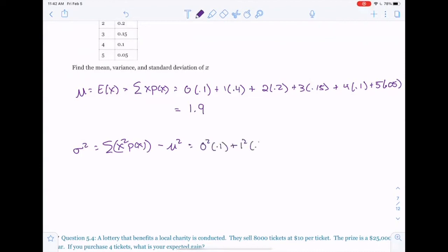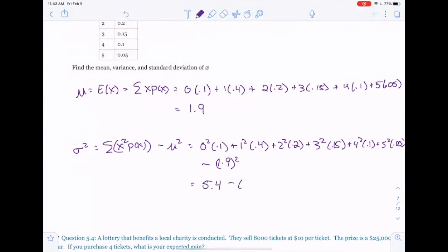1 squared times its probability, plus 2 squared times its probability, plus 3 squared times its probability, 0.15, and so on. Plus 5 squared times its probability. And then from that, I'm going to subtract 1.9 quantity squared. So instead of having a lot of data point minus the mean squared, I just have to subtract that once.